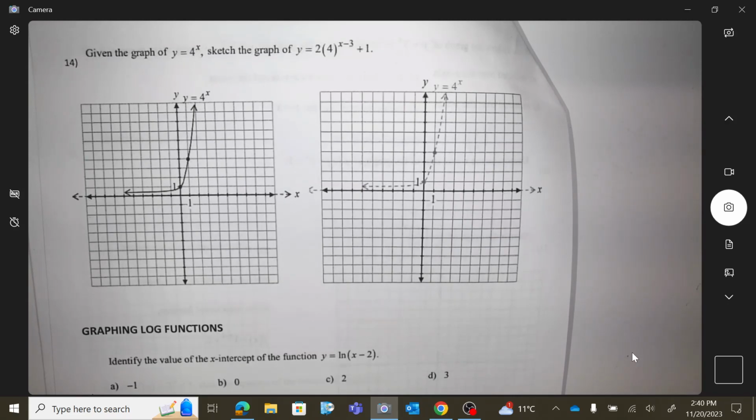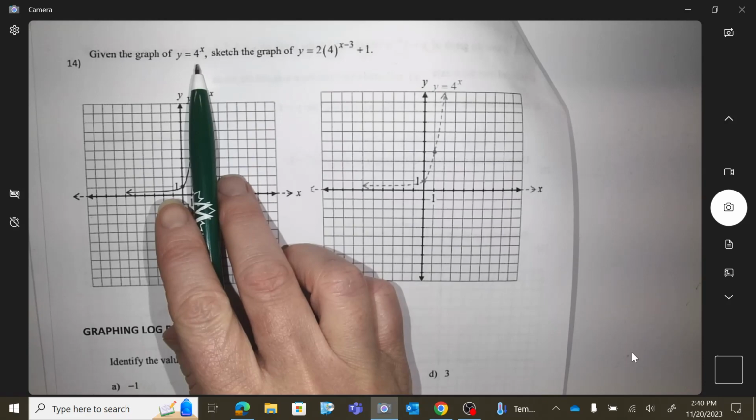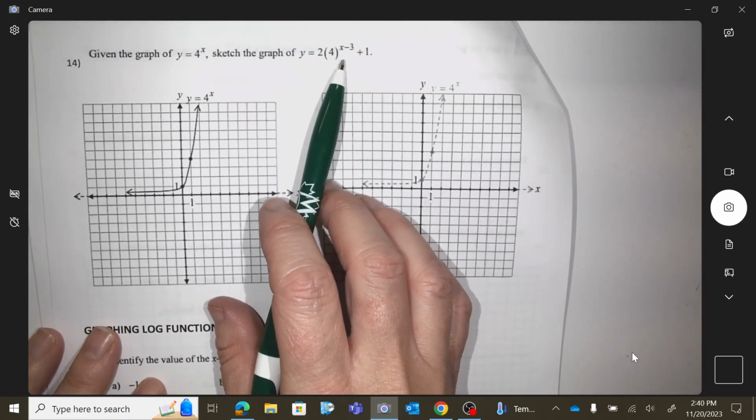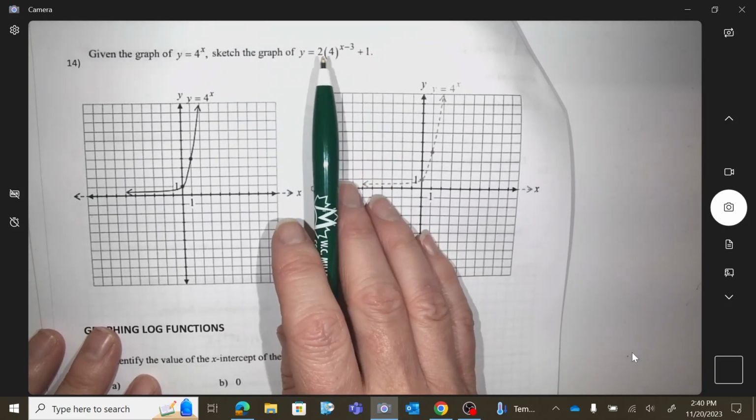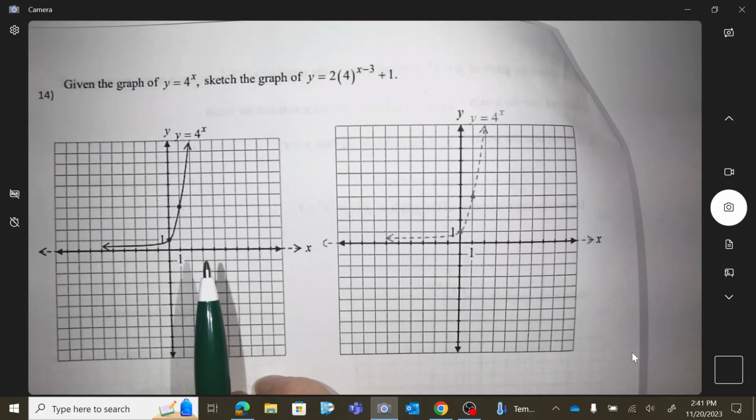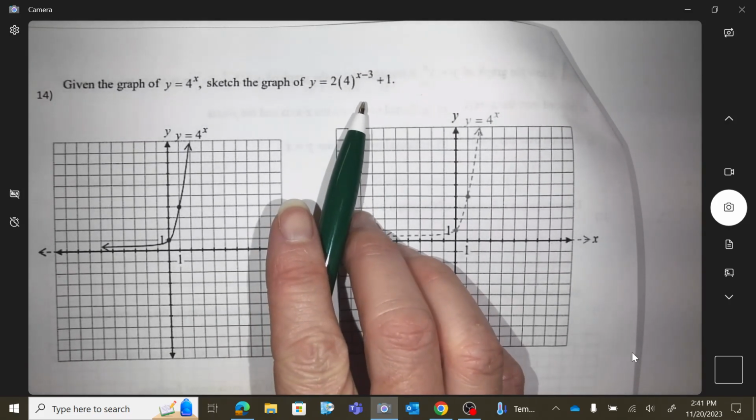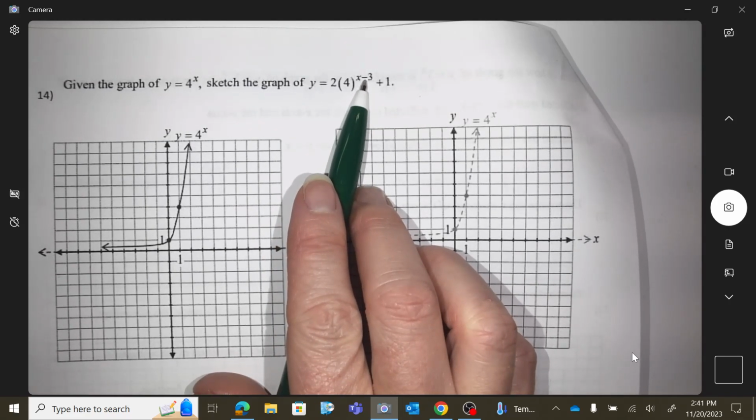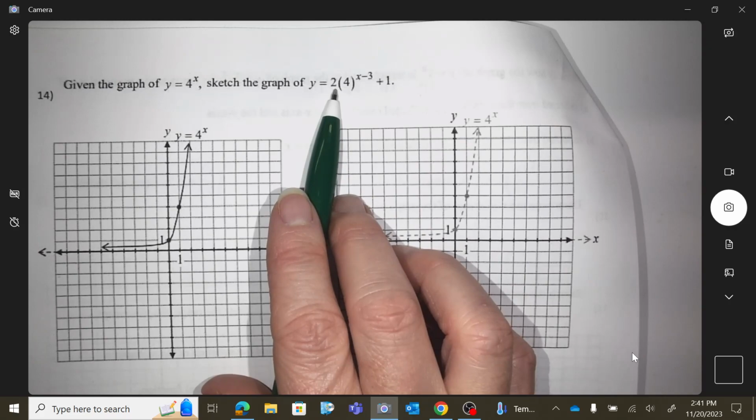Okay, so I'm on page 4, number 14. Given the graph of this, I'm going to graph this. Can you identify the base? Look and say, what's the base? That's the first thing you should do. Base is 4. The exponent stuff is only applying to the 4. It's not anything to do with the 2. The 2 is going to be an afterthought.